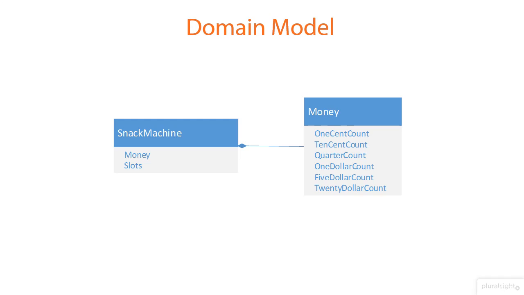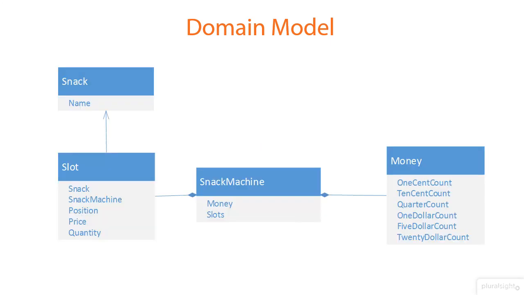Let's see how we can implement the new requirements in code. This is how our domain model looks like currently. To handle the new purchase functionality, we need to add 2 new entities, snack and slot. The snack class will contain only a name field. The slot entity should have links to both a snack and a snack machine, and also contain the information about the slot, its position in the machine, and the price and the number of the snacks residing in the slot.